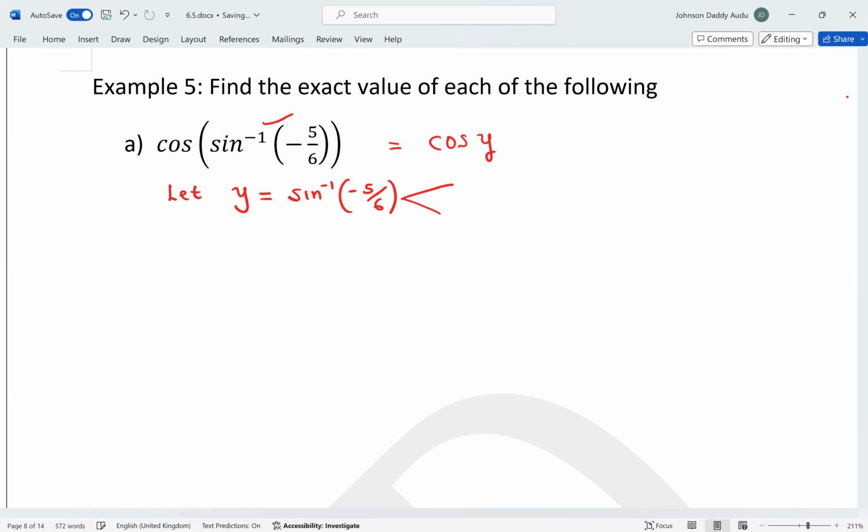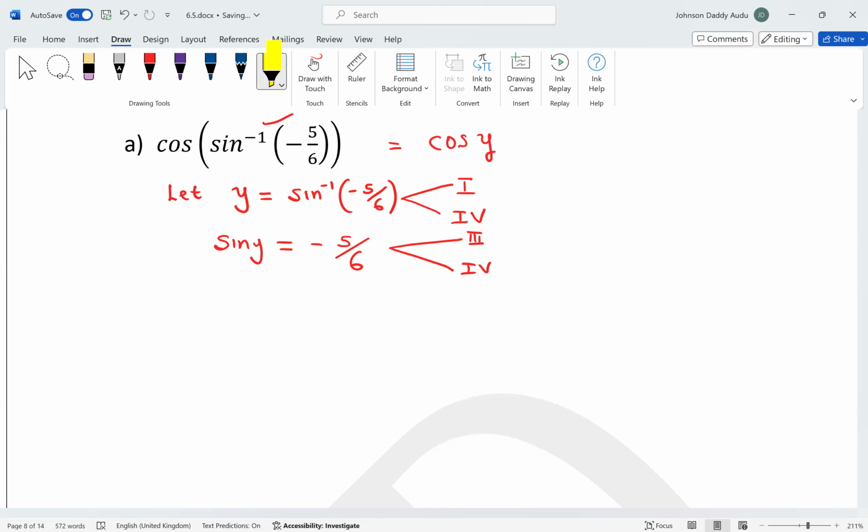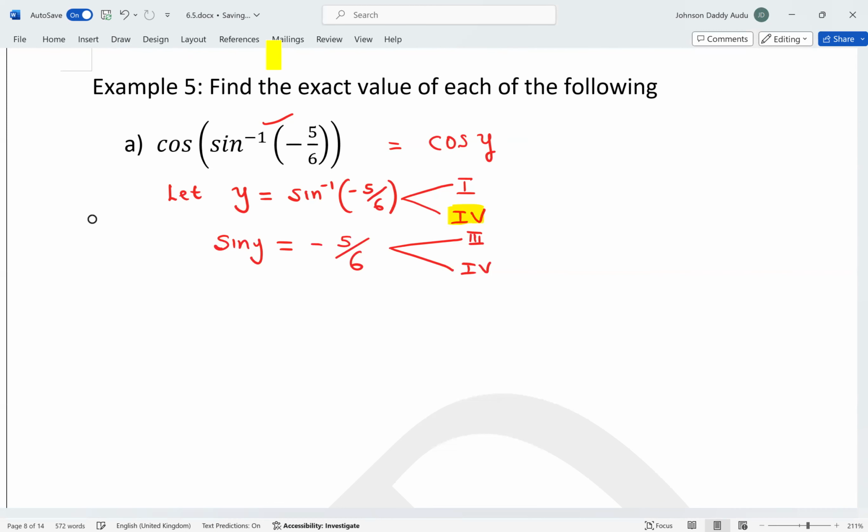So here we have y is this, and we know that sine inverse can only be in the first or in the fourth quadrant. And if you take sine of both sides, we will have that sine y is equal to -5/6. So it means that sine is negative, which only happens in the third or in the fourth quadrant. Right, now we have to pick our common quadrant, which is quadrant number 4.